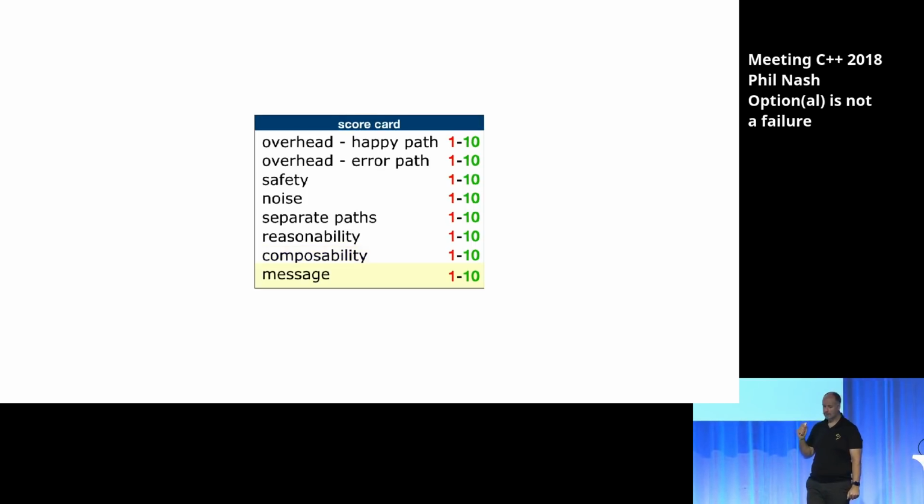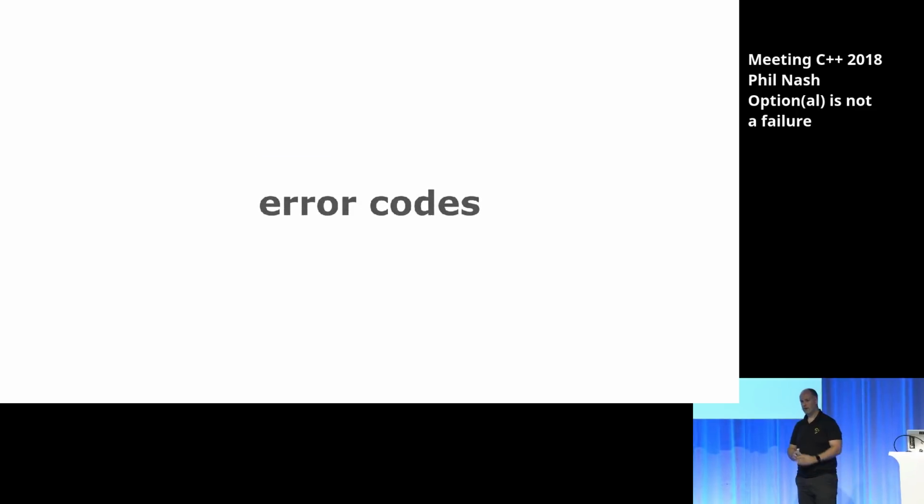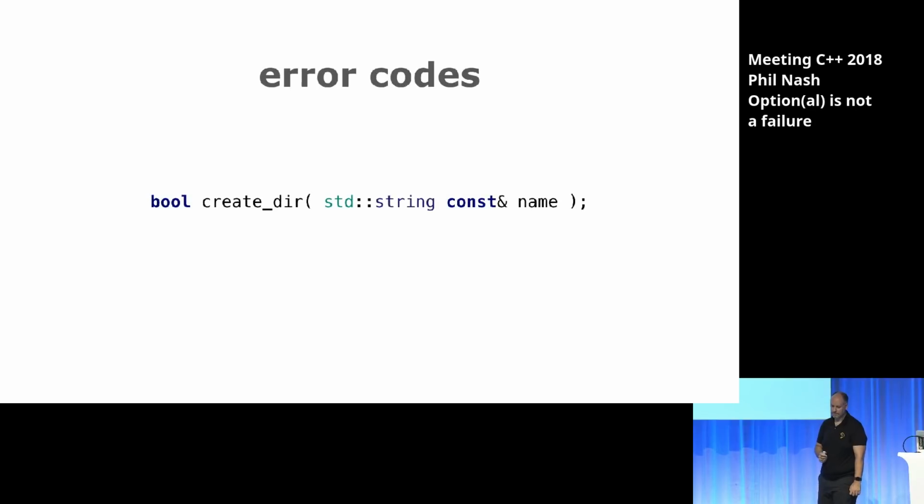And finally, the message. This just means what extra information about the error can we convey other than just whether an error occurred. So they're the metrics we're going to look at. I'm now going to go through a number of different error code-based strategies, and see what the scores look like.